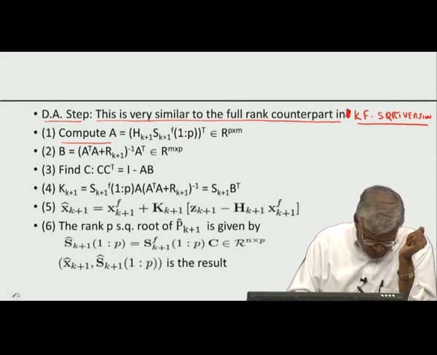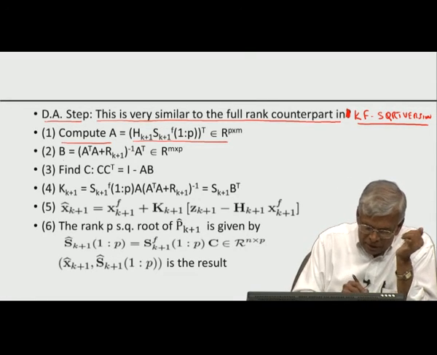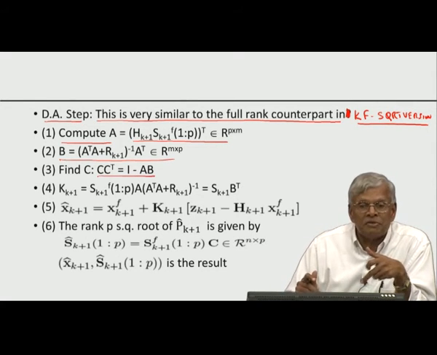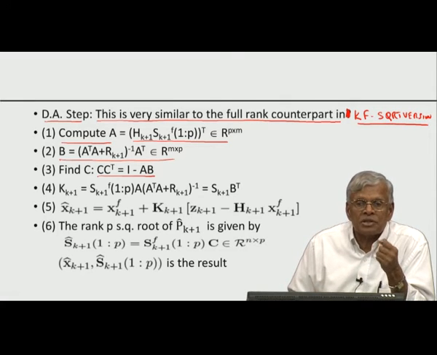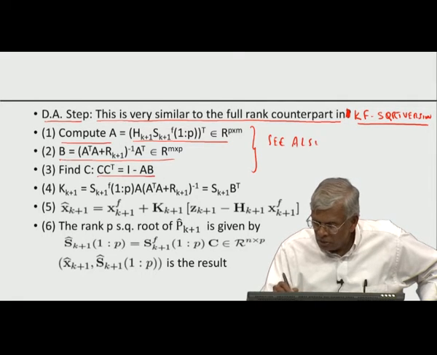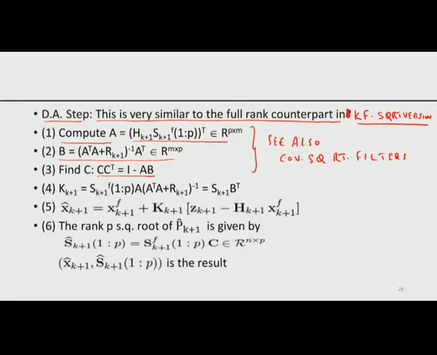So you can compute this matrix, then you compute B, and you compute C. We have already seen these calculations in the context of Potter's implementation of the square root covariance filter. The similar thing arises here. We do exactly the same kind of computations.